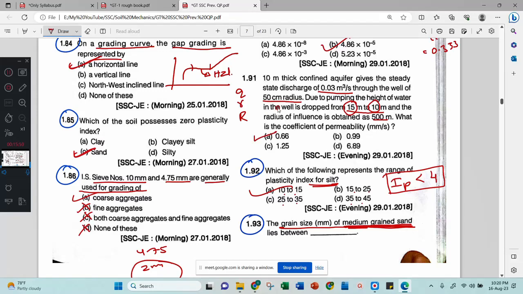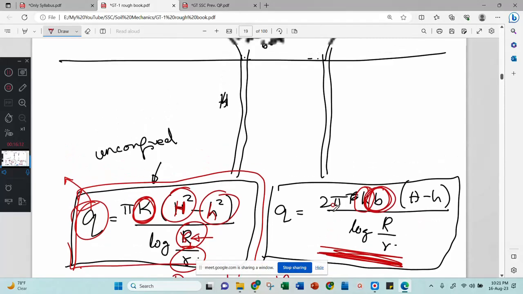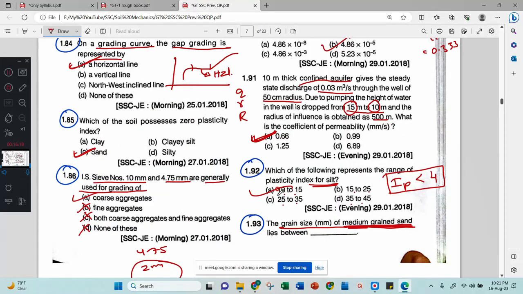A is the answer. Sorry, no, confined aquifer means not that equation. This equation. I'm sorry. B is the thickness of the confined aquifer. Then you can substitute and get. Okay. Next.